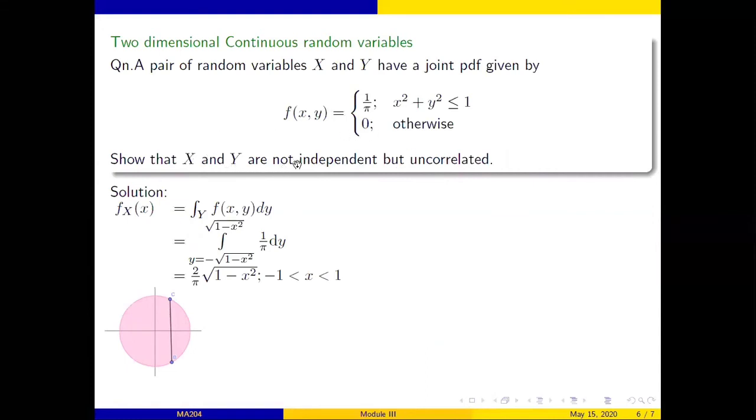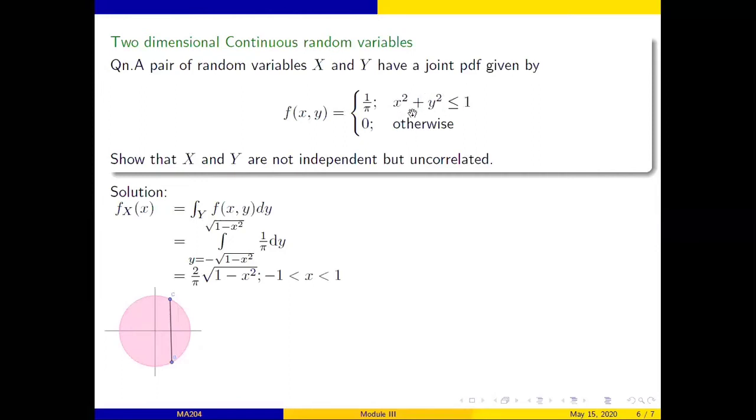So the first part is we have to show that they are not independent. Whether they are dependent or independent, the procedure is to find the marginal density function of x and the marginal density function of y, and check whether the product is equal to the original PDF or not. So let us check it step by step. f_X(x), the marginal density function of x, is defined as the integral over y of f(x,y) dy.